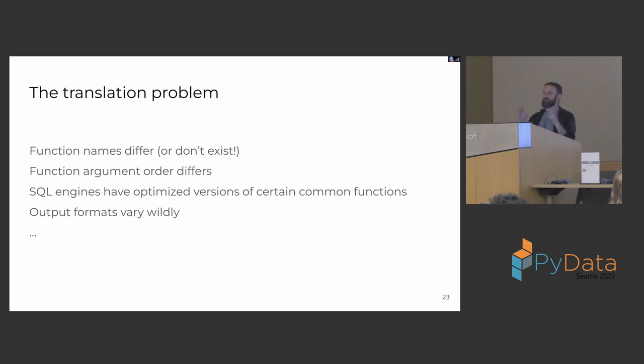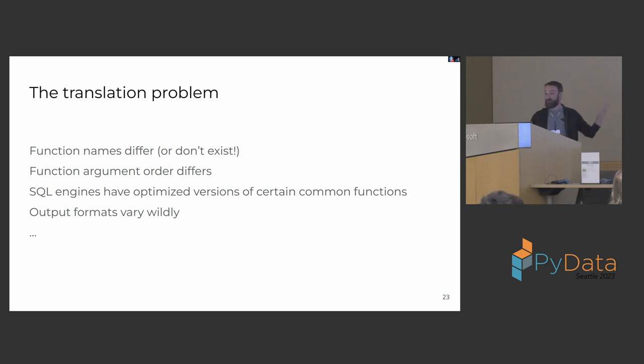Is log of x to base b, is it b comma x, or is it x comma b? There's no right answer to that. We just don't know. You want to take advantage of optimized functions when you can, because you don't want to leave performance on the table. Output formats vary wildly. I haven't even mentioned date time, and I'm not going to, or null behavior.